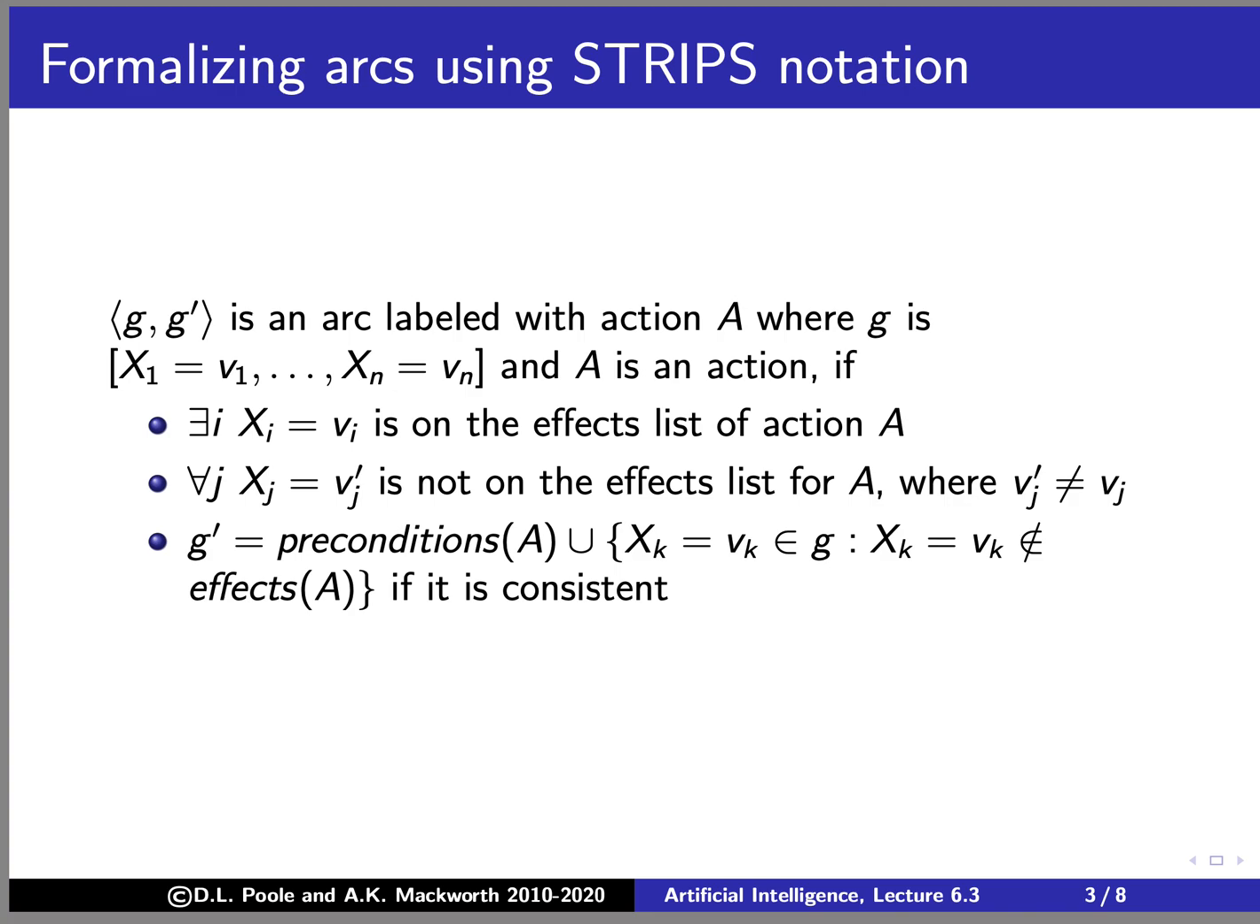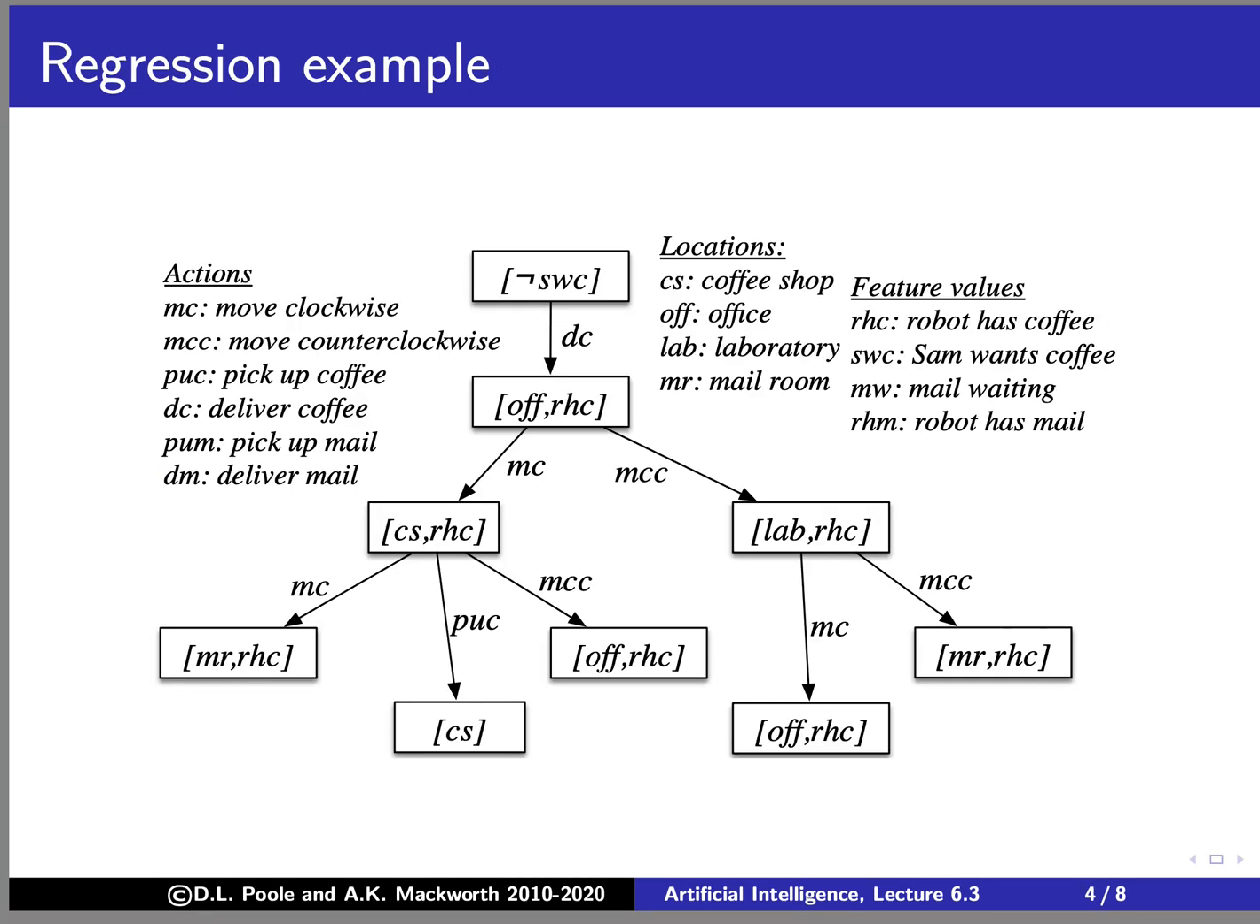That might seem like abstract nonsense, but let's look at a particular example, then it might make sense. Suppose the goal is we want Sam to not want coffee. If you think about that, the only action that can achieve Sam not wanting coffee is to deliver coffee to Sam. So that's what we're going to have.